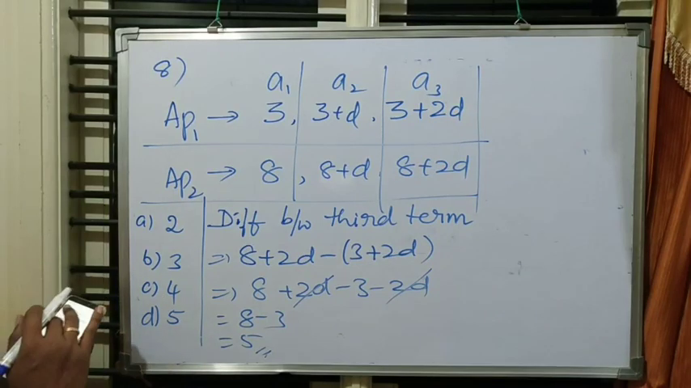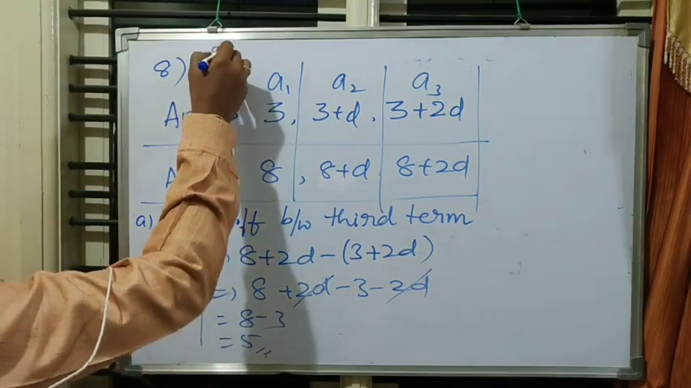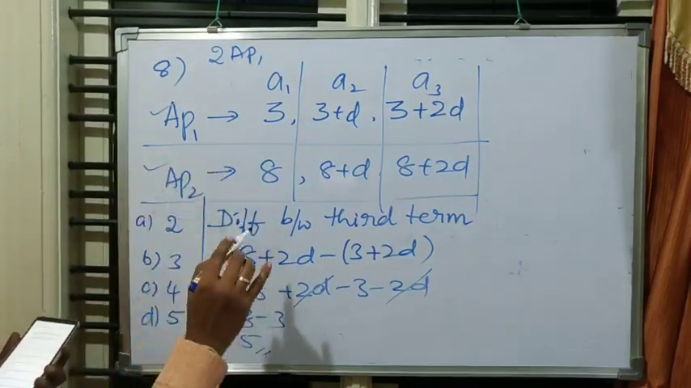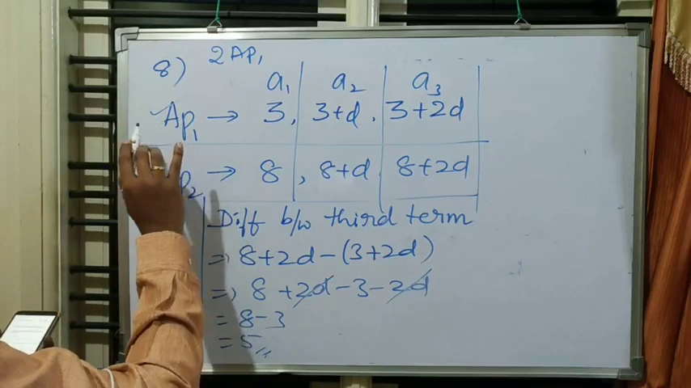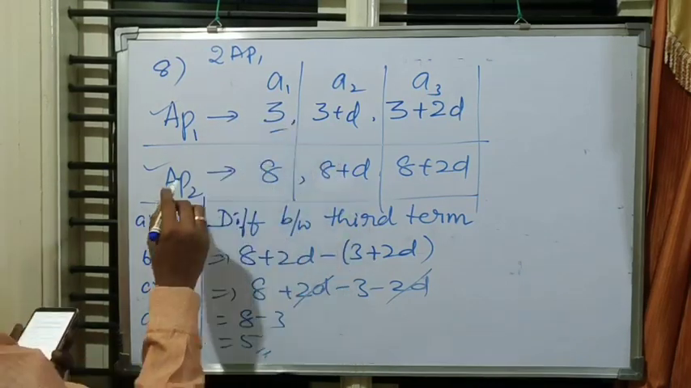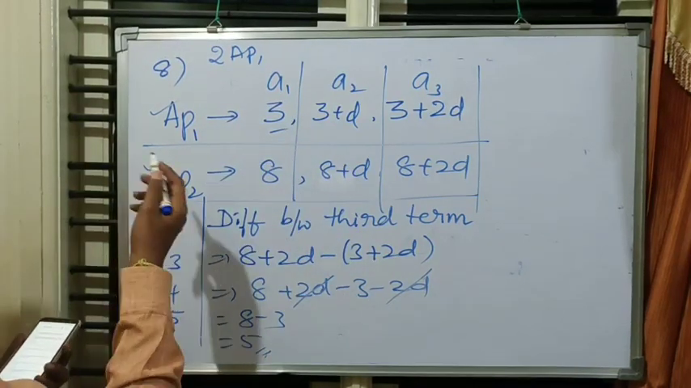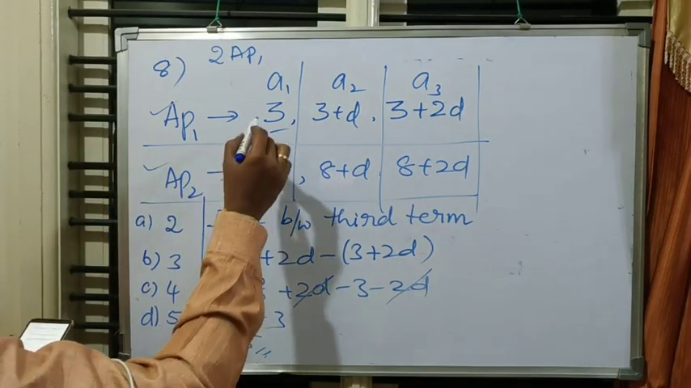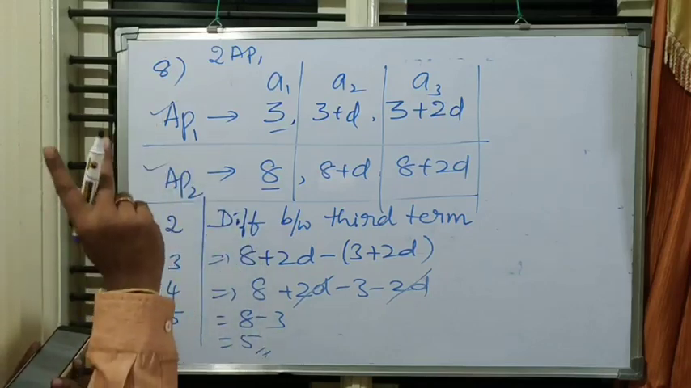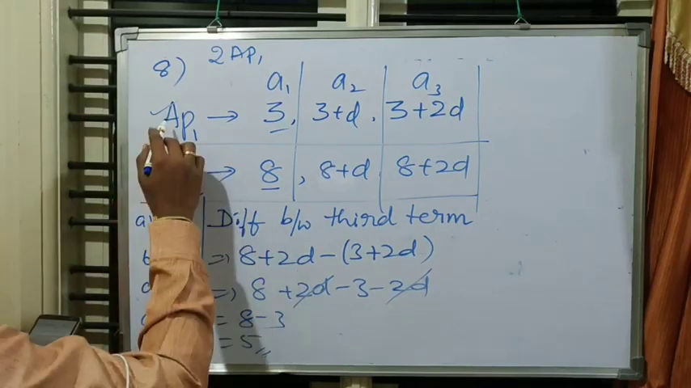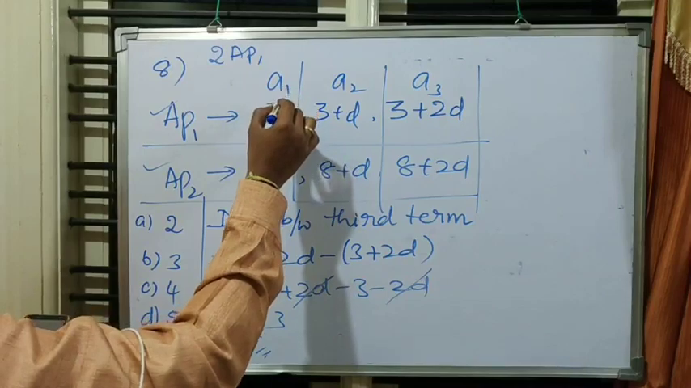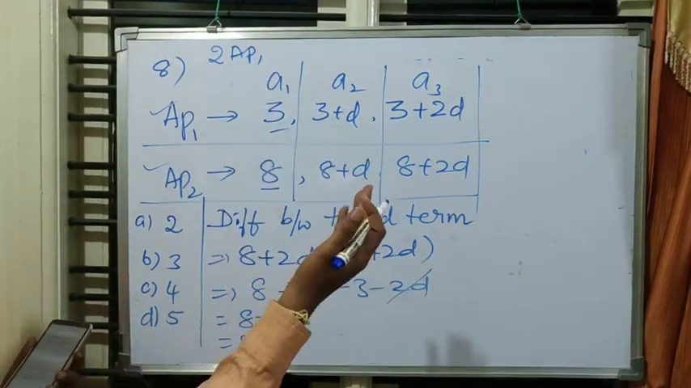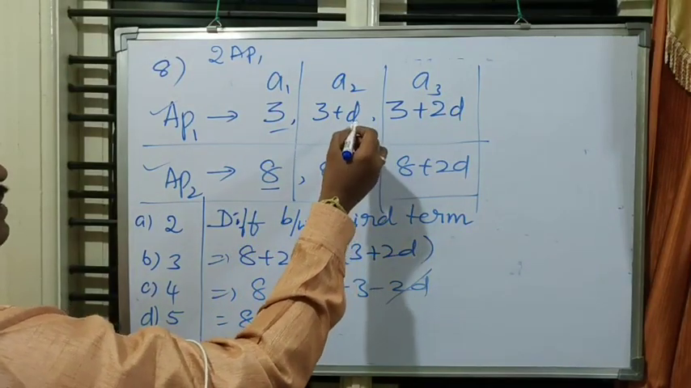Let us consider there are two APs. One I have mentioned as AP1 and the second one is AP2. The first term of AP1 is 3, and the first term of AP2 is 8. They have given the first terms of each AP. Their common difference is the same, therefore I have taken the common difference as D.